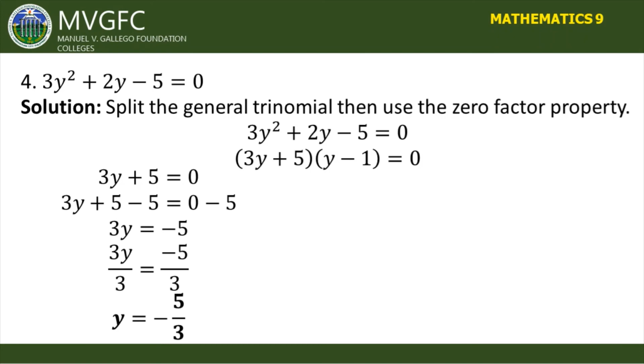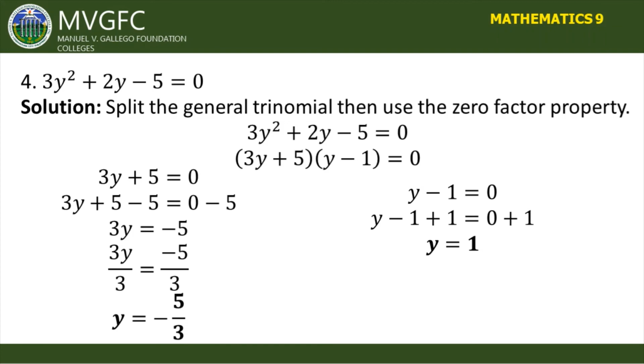Since we split the general trinomial into 2 factors, we can now use the zero factor property, in which we have 3y plus 5 is equal to 0 and y minus 1 is equal to 0. So with that, we can subtract 5 from both sides, or simply transpose 5 to the right side of the equation. So we have now 3y is equal to negative 5. Divide both sides by 3. So we have y is equal to negative 5 over 3.